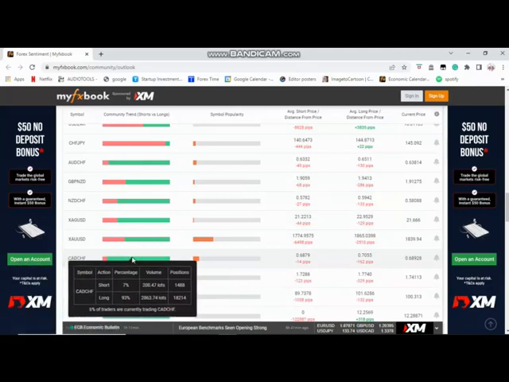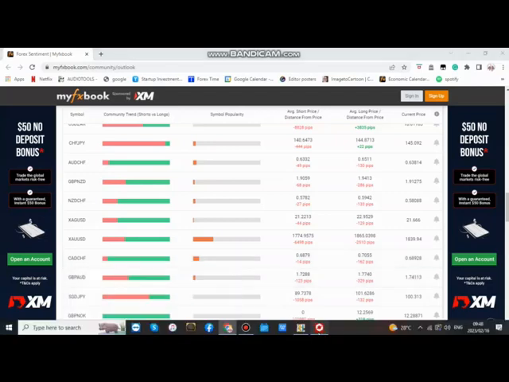What does the sentiment say? All right, so 7% of traders are short on this position, while 93% are buying this position. So I know I must look for a buying opportunity because the crowd is buying. People are buying this asset. Okay, so now I know people are buying it. So I'm looking for a buying opportunity.